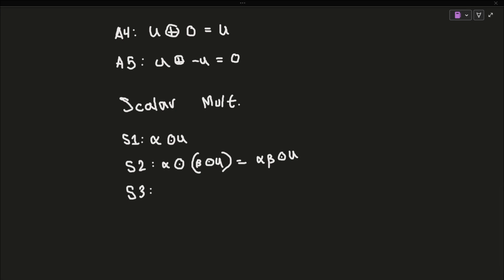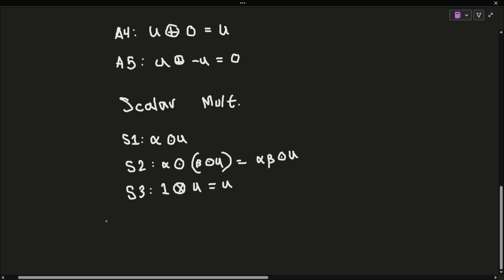And then S3 is going to say that for any vector inside our vector space, one cross product with u is going to equal u. Has to. Always. For any vector.